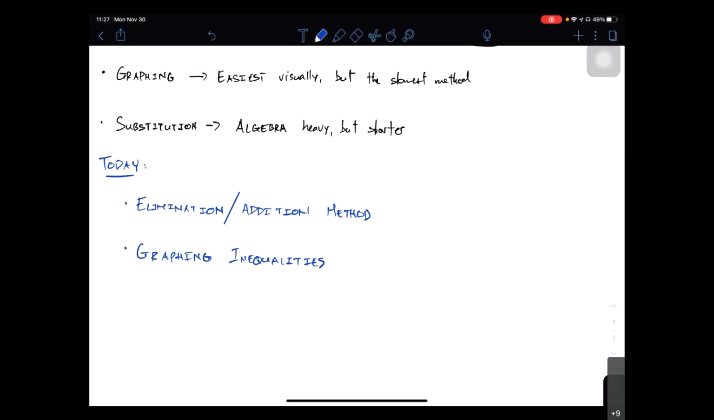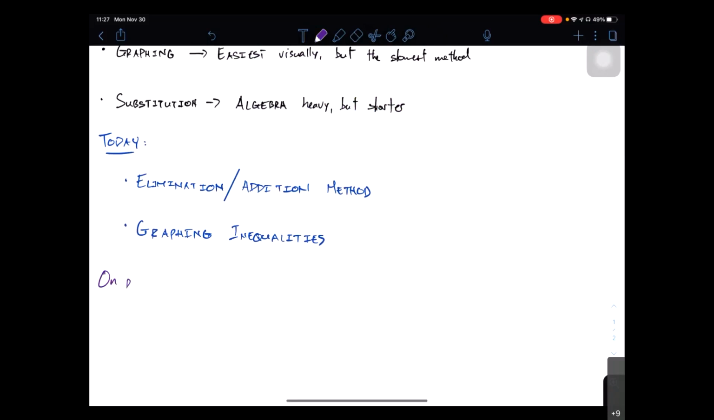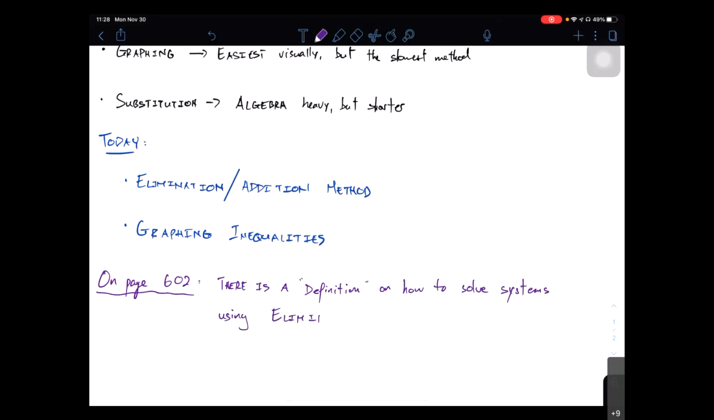Okay, so what do we do now? If you look in our textbook, remember the old textbooks from Blackboard, I'm going to scroll up just a touch. They discuss this on page 602. There is a definition. I put it in quotation marks because it's not a crazy, hard-to-find definition. It's just a way to express it, but I'm going to tell you how to solve systems using the elimination method right now. If you really need to, you can copy the definition there. But when I go through this example, you're going to see.